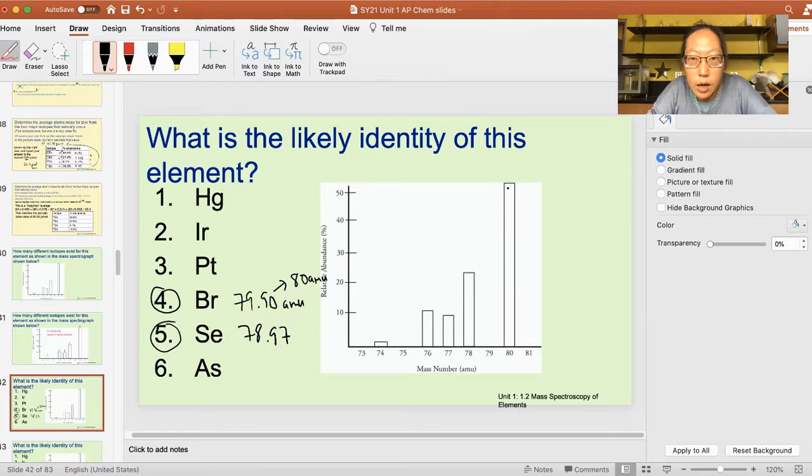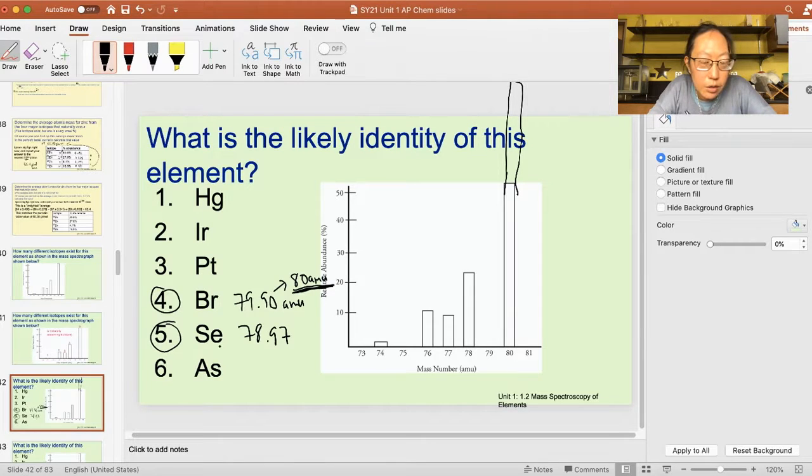So this question, you can try to estimate, but you might not get exactly the correct relative abundances. If I have bromine and its average is 79.9, you have to think, it must be weighted very heavily towards 80. So for bromine, we would expect something much higher than 50%. That's why bromine's not the answer.